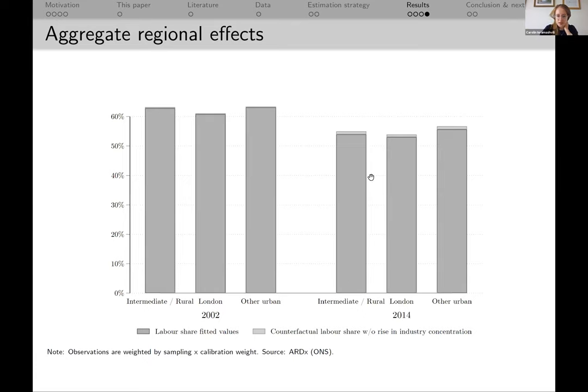And what we're seeing here is that labor shares would have been maybe around 1 percentage point higher had concentration not increased from that level. And I'm very surprised that the regional differences are not bigger, because as I showed in the beginning, there are really much more dominant businesses in London. So I think this is definitely something to dig into and understand why those effects are not bigger, or why I can't find them.